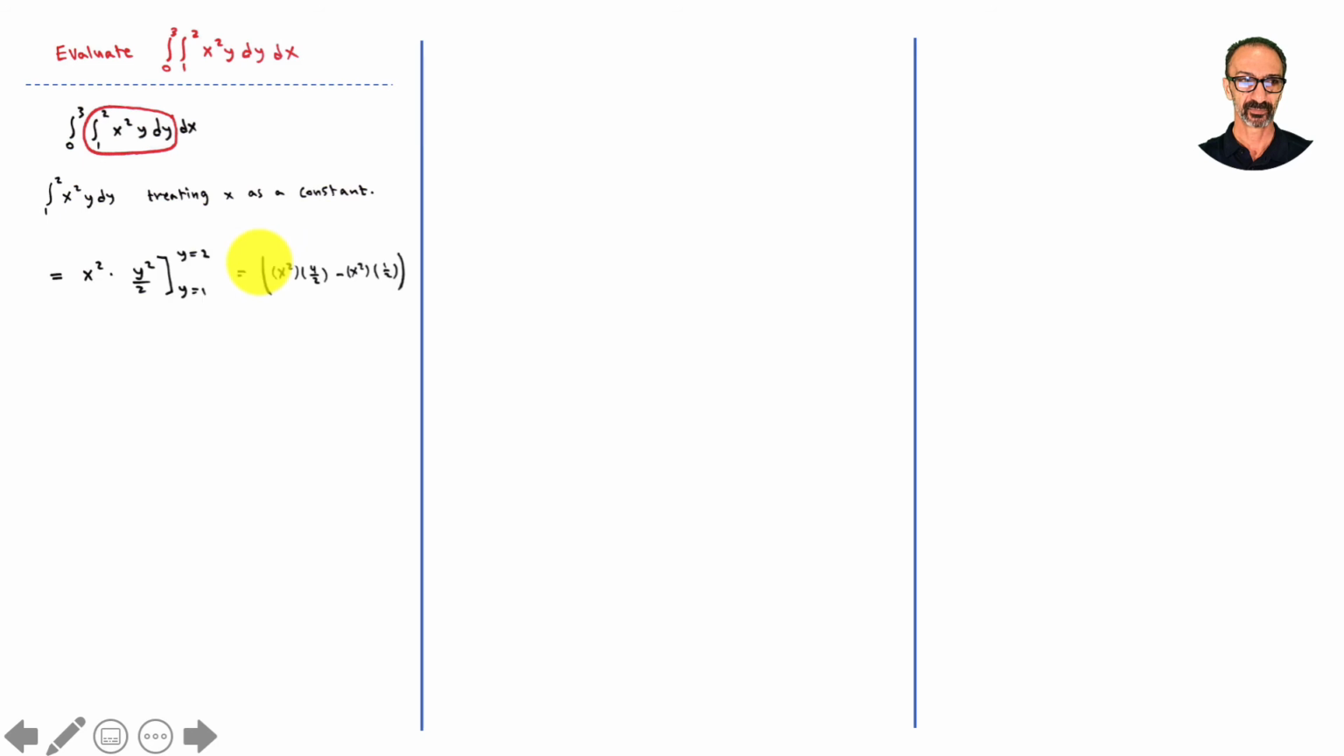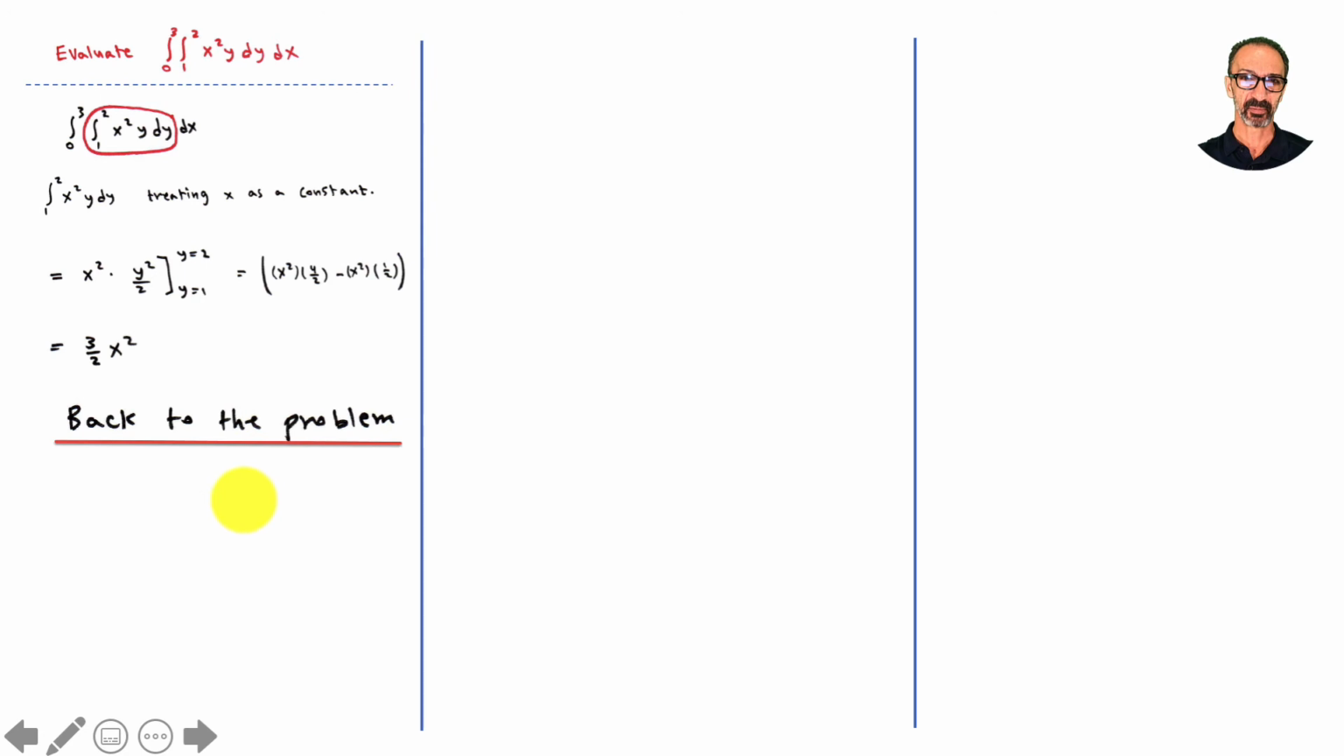The integration of x squared y, treating x as a constant, will give me x squared stays the same. Y becomes y to the second over 2. And we're going from y1 to y2 because that's my y. Apply the 2 and the 1 and simplify. I get 3 over 2 x to the second. Now this is the inner part.